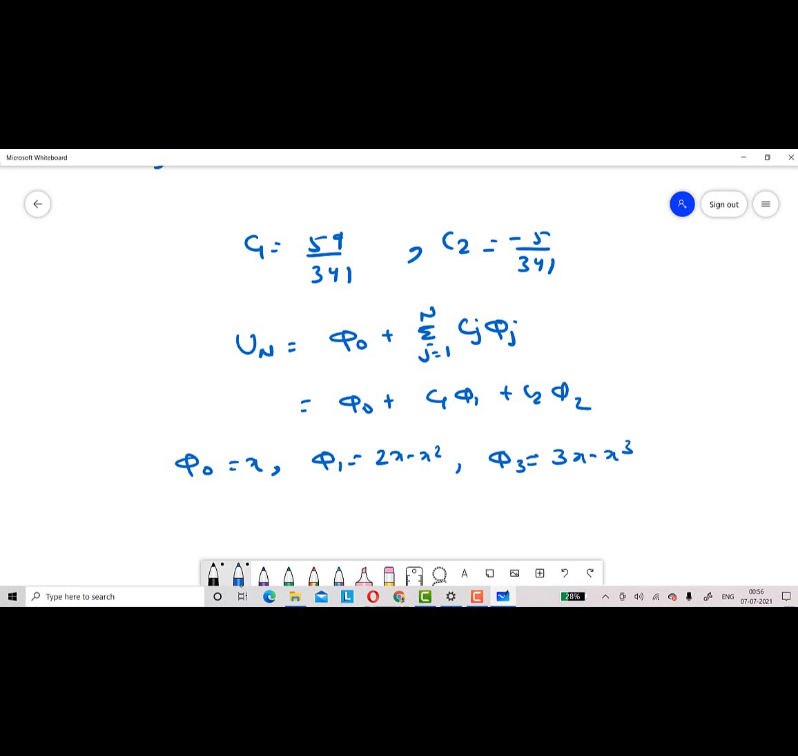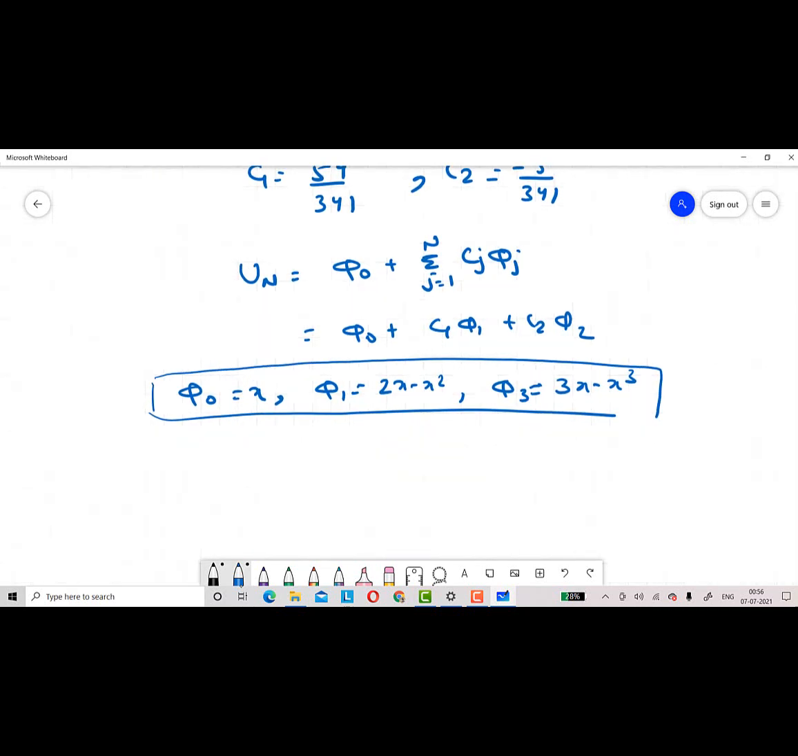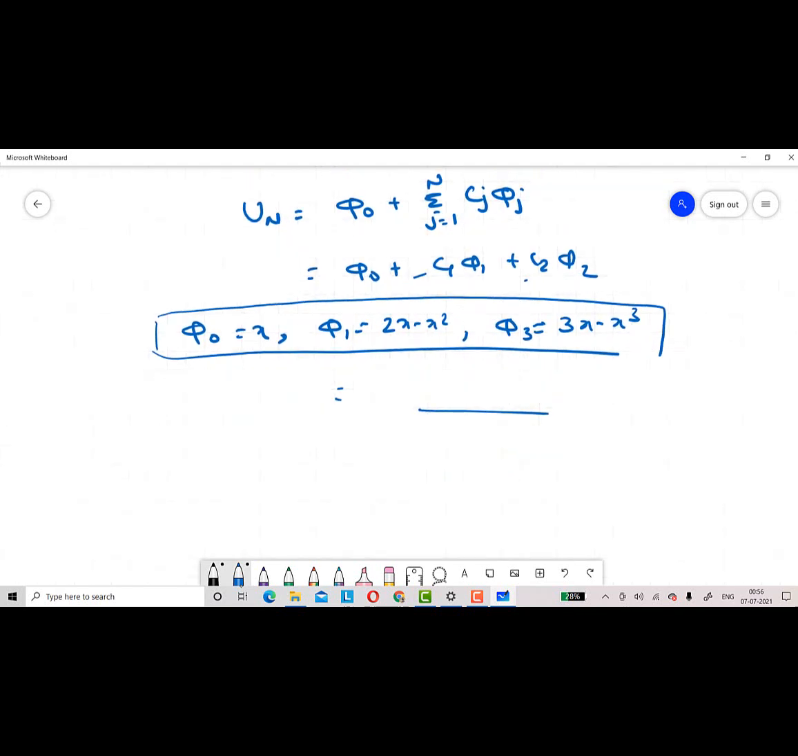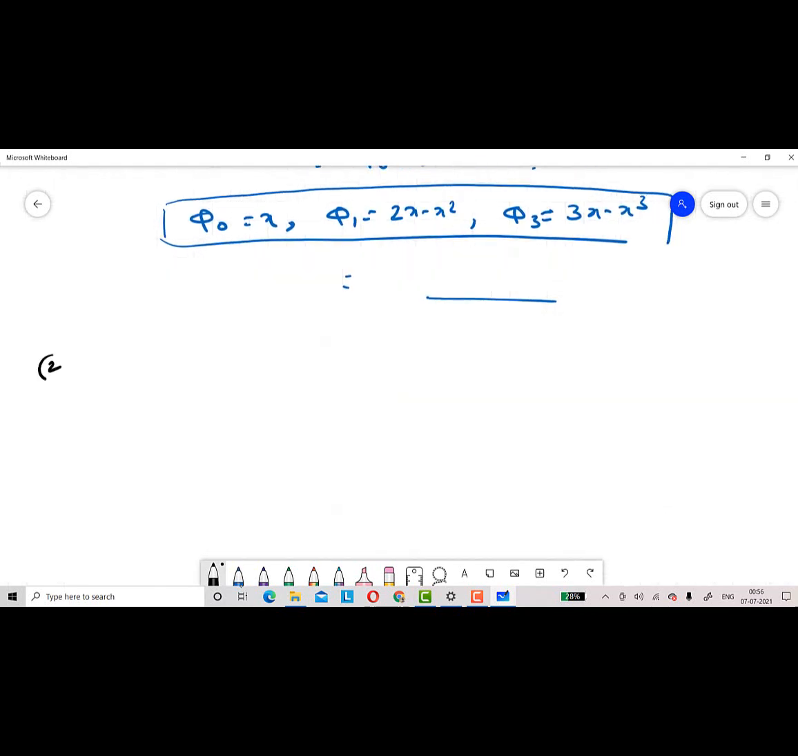If you haven't seen my previous lecture, you can go and check how these values come. We know C1 and C2, so we will put the values of C1 and C2 here and we will get the final solution for the Petrov-Galerkin method. Now we are going for the second method. The second method is the Galerkin method.